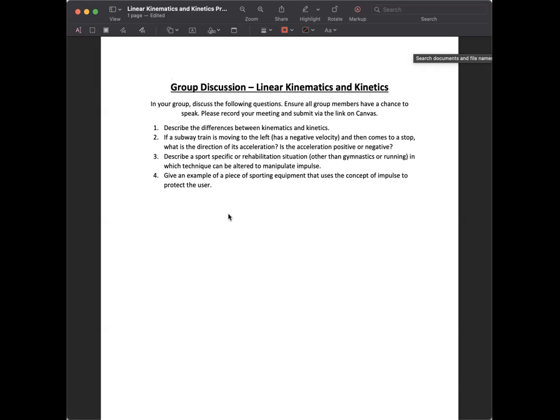And another example for number four could be the helmets you wear in boxing as well. Or sparring gear, to prevent all the force being transferred to the head. It would prevent injuries, right? Yeah. So the helmet would absorb quite a bit of it.